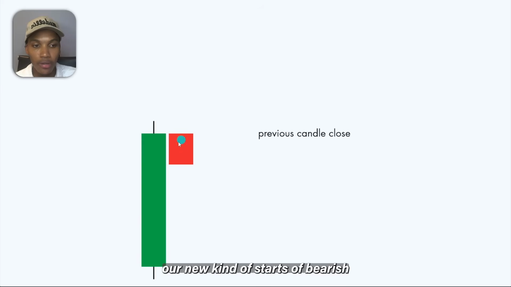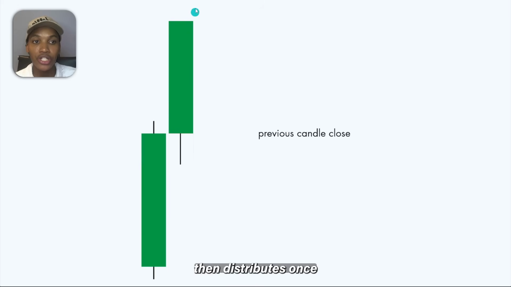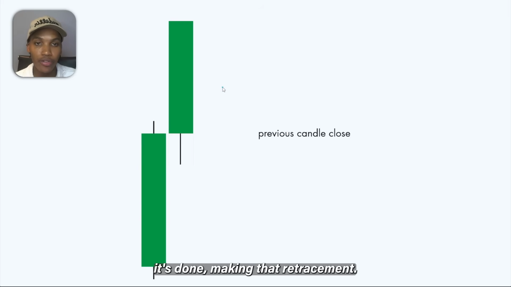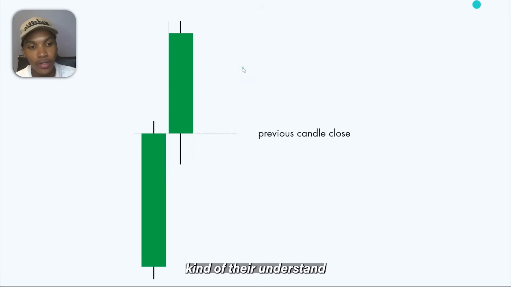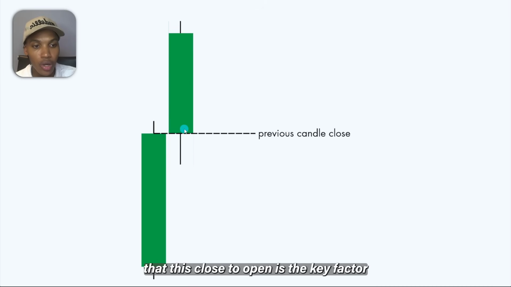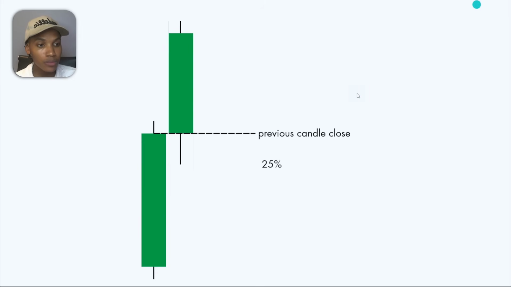So with that, our new candle starts off bearish, making the first retracement. And then that leads to a wick. Price then distributes once it's done making that retracement. And then lastly, we have our exhaust, which leads to a nice bullish candle there. Understand that this close to open is the key factor that we can take advantage of and have a repeatable procedure that we can make full use of in the market.